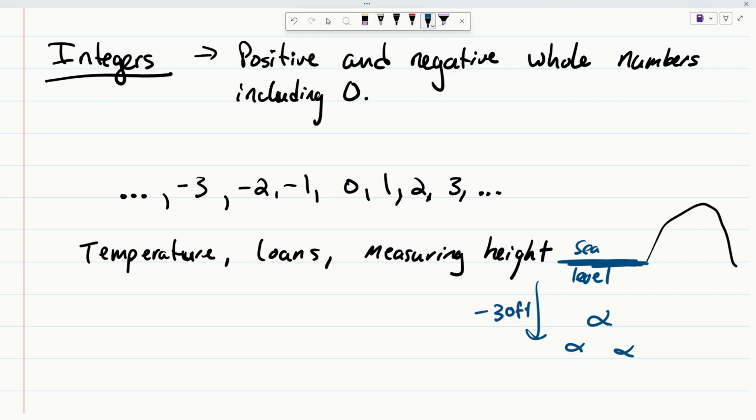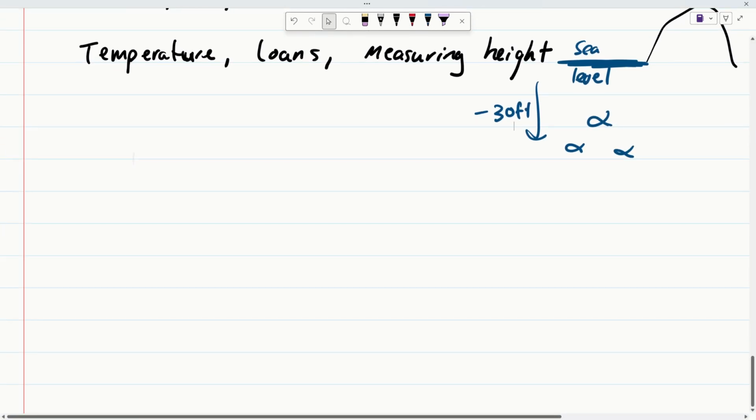So it doesn't mean that the numbers are getting smaller. What it means is that they are below a certain value. All right? So integers are very straightforward. There's nothing too crazy about them. All right?